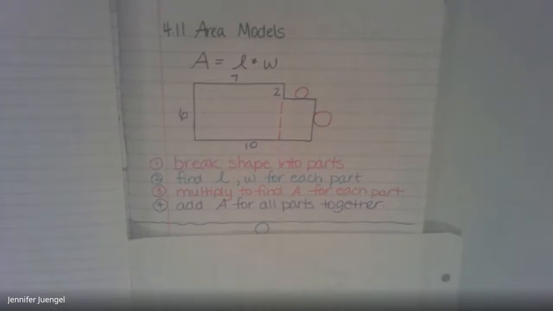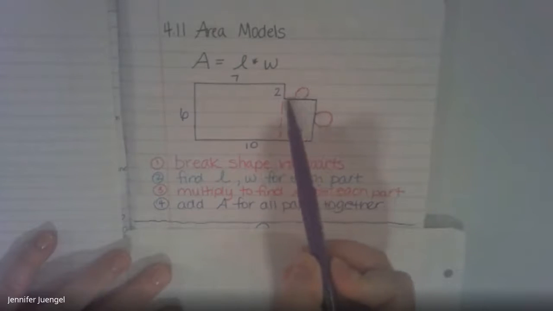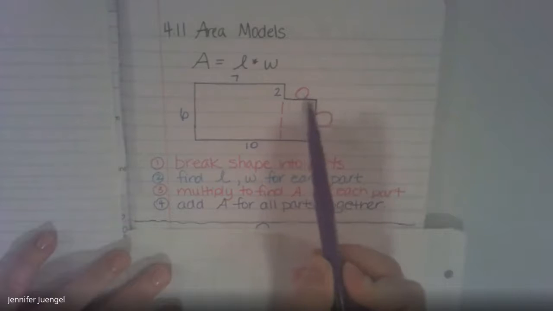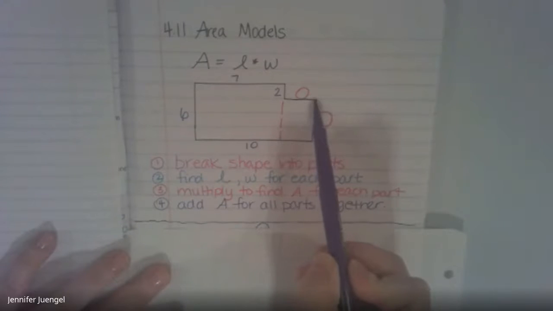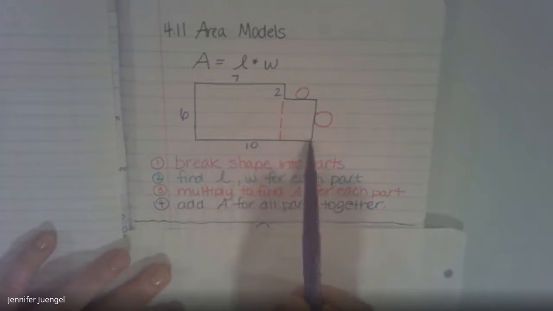So let's do our detective work and see what we can find. I know that this side right here is missing. The length of this side is missing. So let's think about what we know. Well, we know that the entire length of the shape is 10 units.